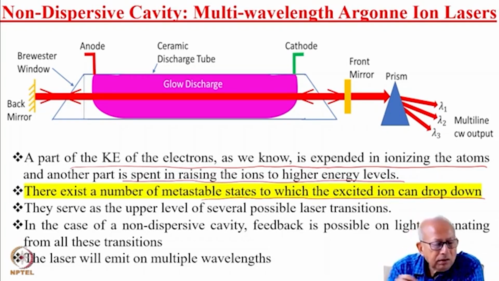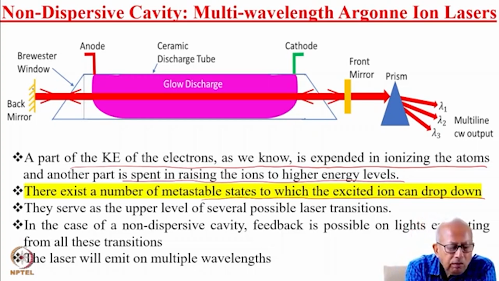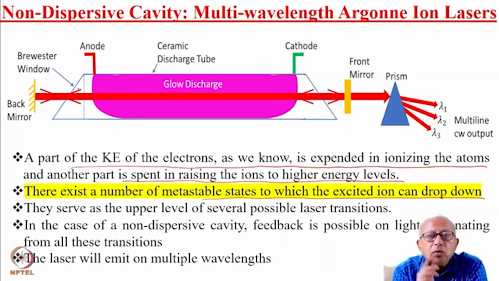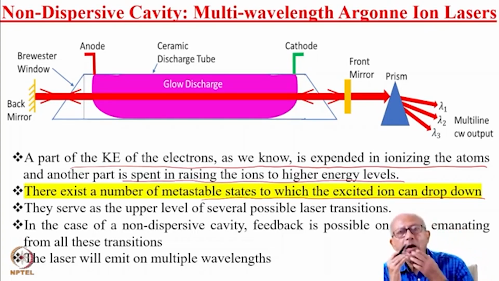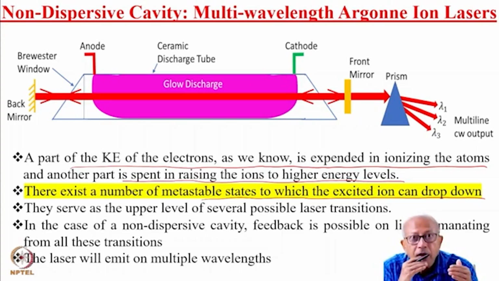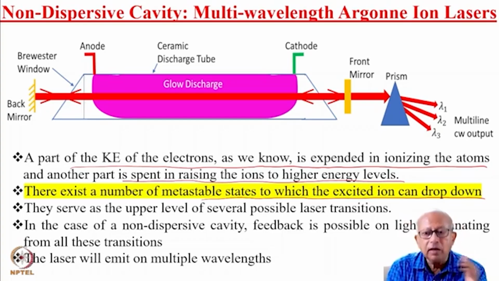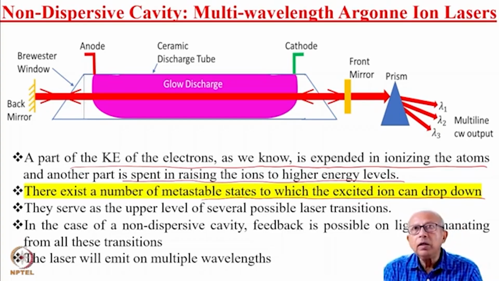Then this is your back mirror, and if you remember, this is a Brewster window. If you put a Brewster window, then by exploiting the polarization dependent reflectivity of a Brewster plate, you can generate polarized light. So if you put a Brewster window, automatically the laser will give out polarized light.